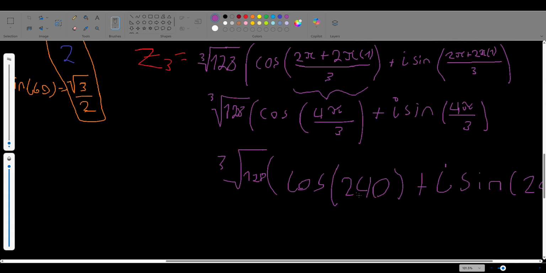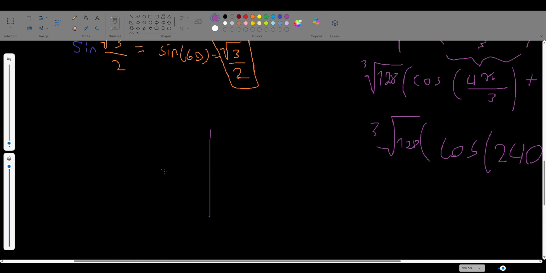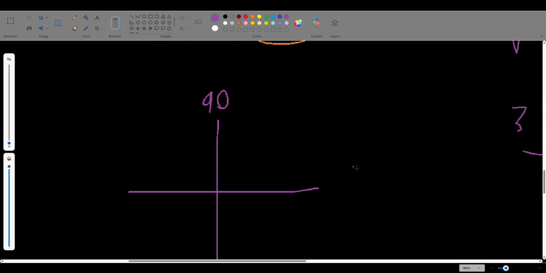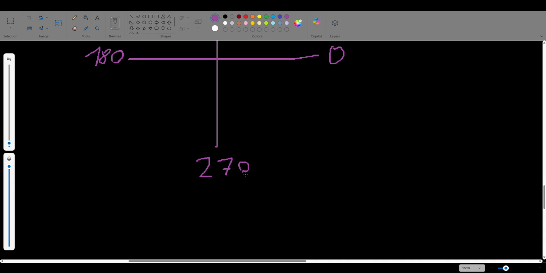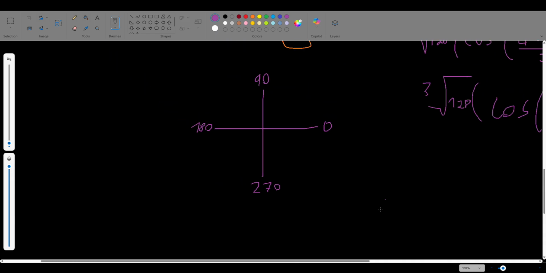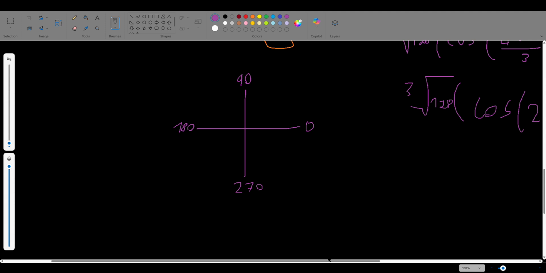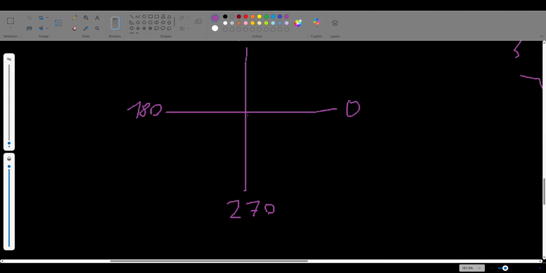So you might notice that I cannot do this on my fingers. So what am I supposed to do? Well, I want you to remember these 4 points on the unit circle. That's it, okay? We've got 90, we've got 0, which is the same as 360, we've got 180, and then down here, we've got 270. And what was our degrees? It was 240, which is going to lie somewhere right here, okay?